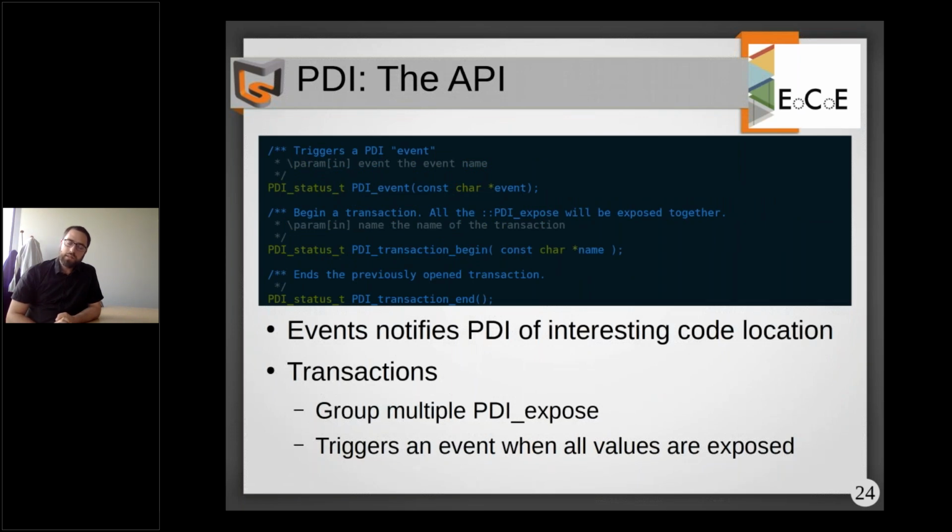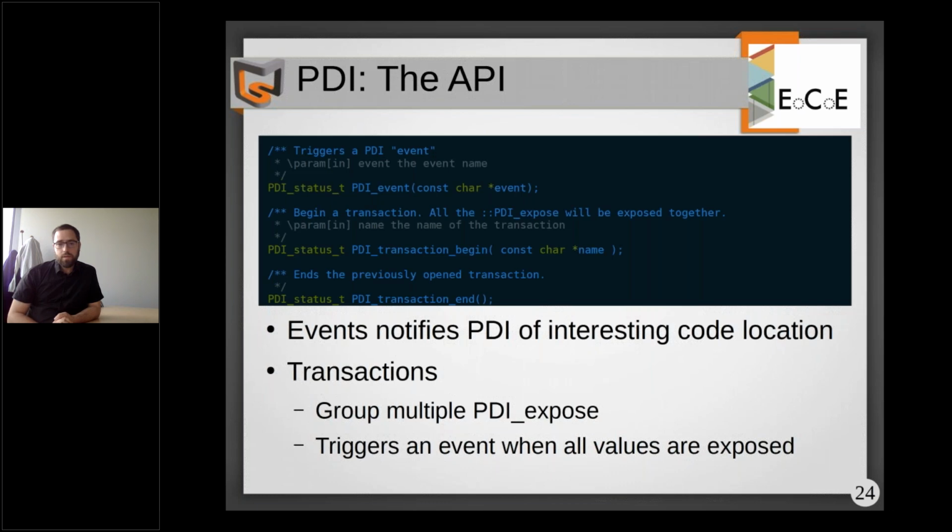Then the second part of the API is the notion of event. An event can be triggered with the PDI event call. An event is nothing more than notifying the library that a specific location has been reached in the code. So the different plugins can react to these events if they want. Once again, a PDI event has no effect on your code by default, so you can add a PDI event basically anywhere.